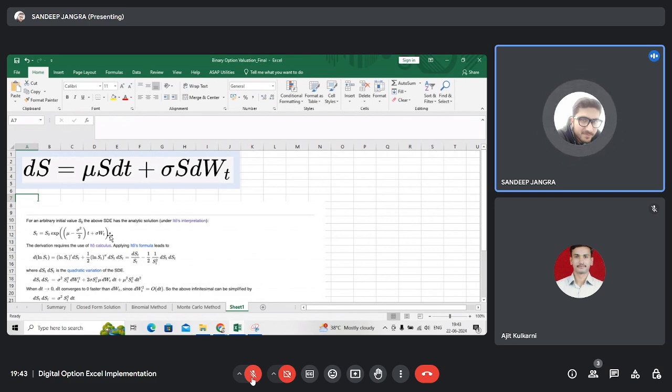So there is simply the spot price times the exponential of mu, which represents our drift component, less variance squared by 2, times T, plus standard deviation times dW. The dW term is the most important part here, because it represents the Wiener process, and the Wiener process represents the randomness. It creates the randomness in our formula. We will see it in our model.